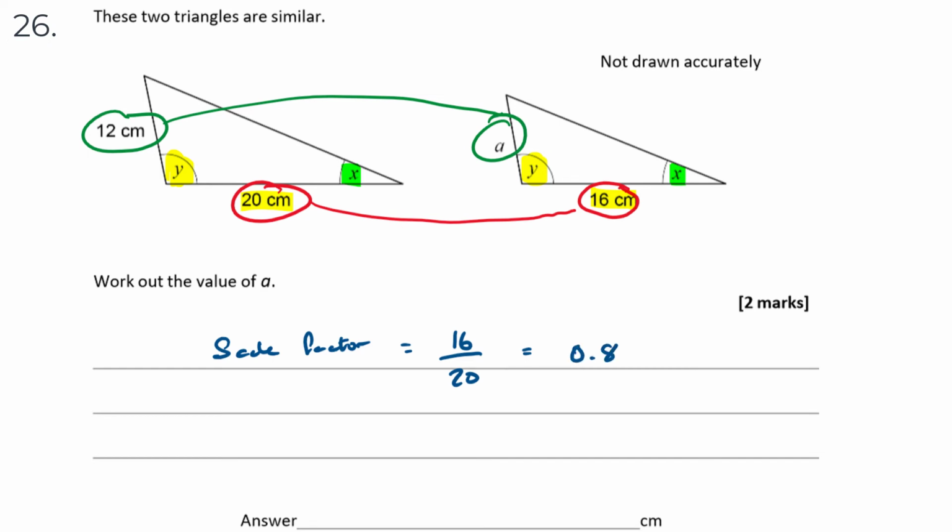Okay, and then we can apply that same scale factor. If I times this by 0.8, then I'm going to get A. So A is going to be 12 times 0.8, which apparently is 9.6. So it's going to be 9.6 centimeters.